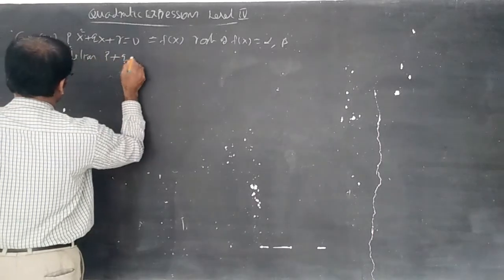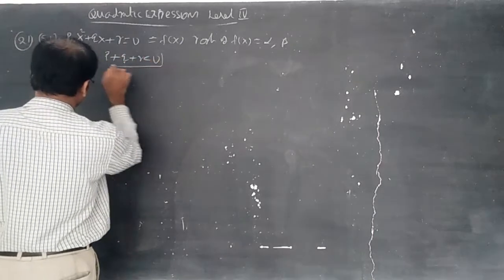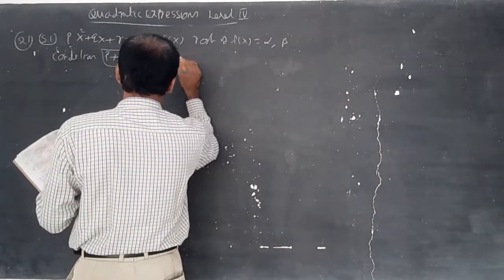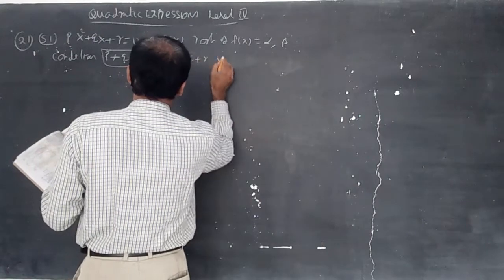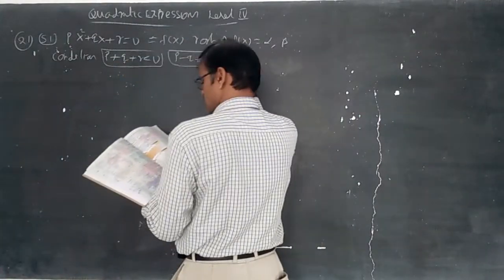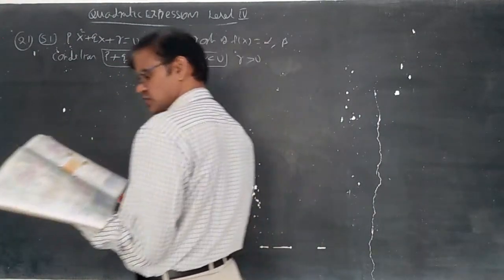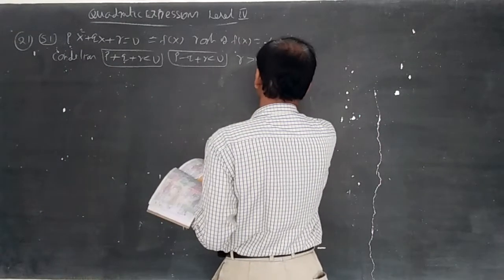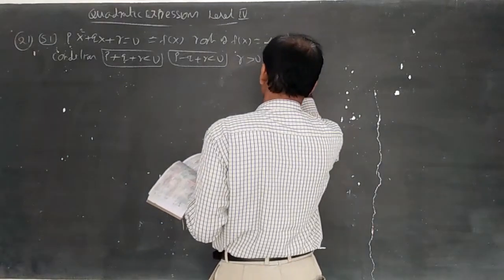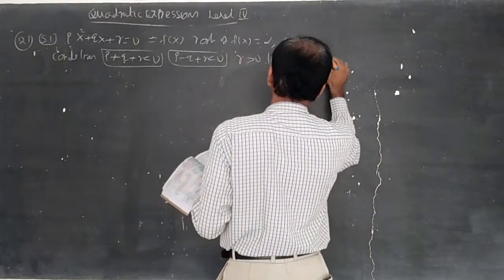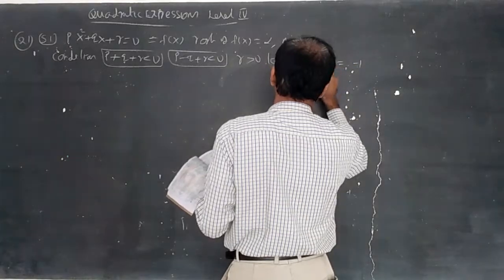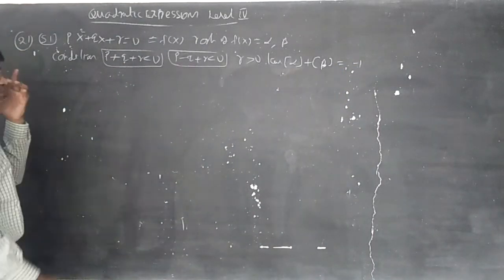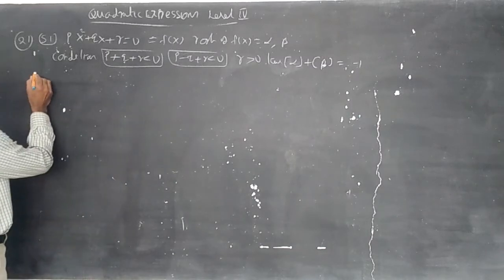Condition p plus q plus r less than 0, p minus q plus r less than 0, and r greater than 0. Then step alpha plus step beta is equal to minus 1. This is all the statement. Step of alpha plus step of beta is equal to minus 1. This is statement 1.